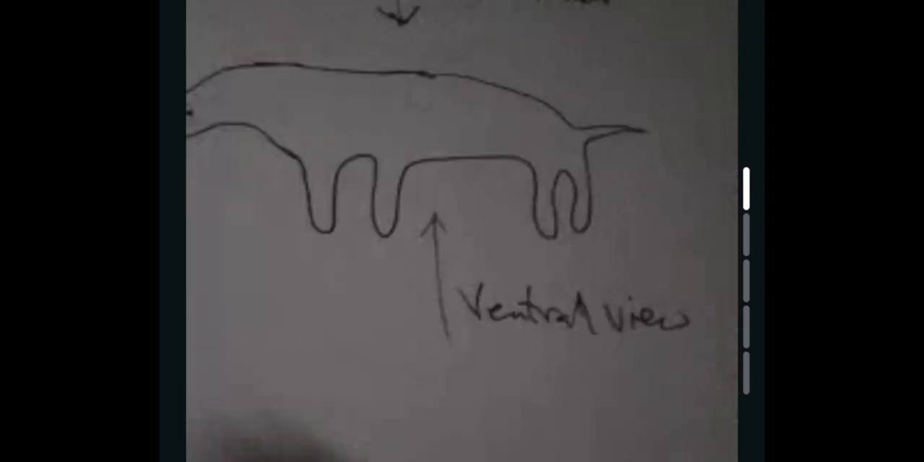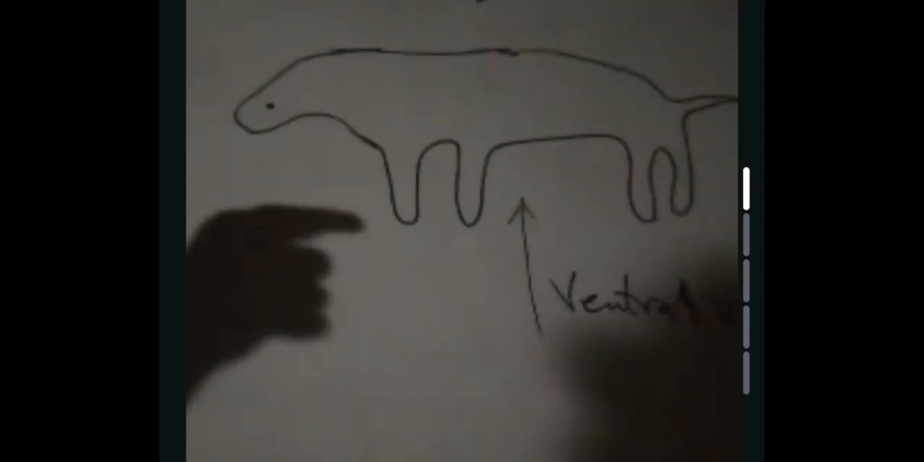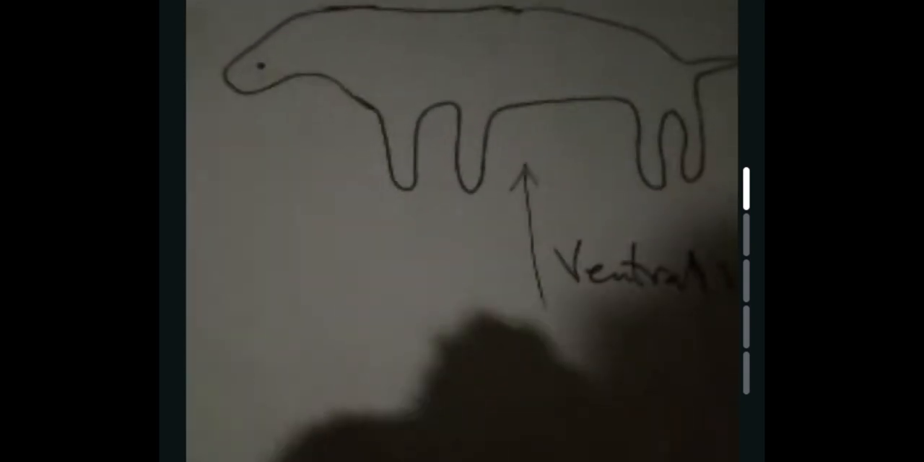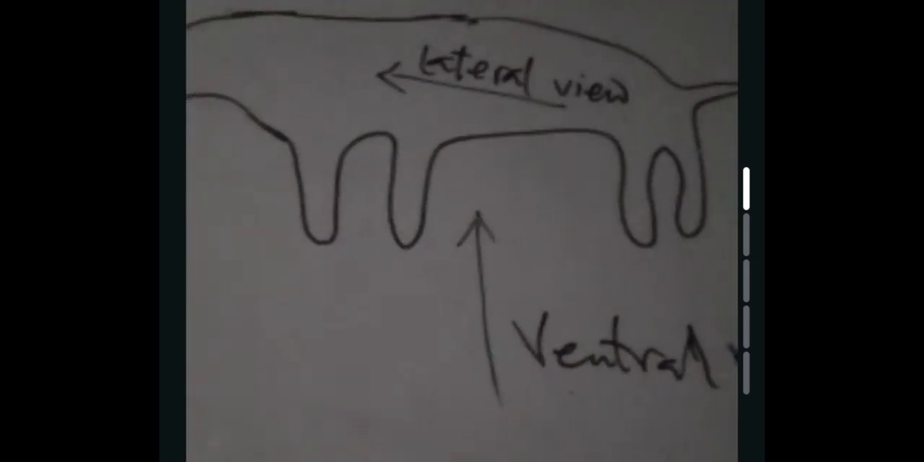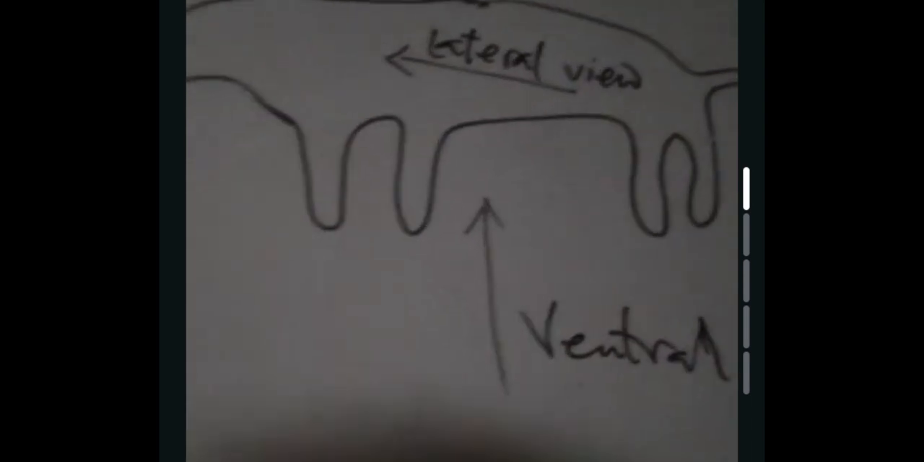Looking at it from below would be the ventral view. But the way we are looking at it now, we are seeing just one side. Or looking at it from the other side, we're getting a thing like this. That is the lateral view. What is the lateral view?